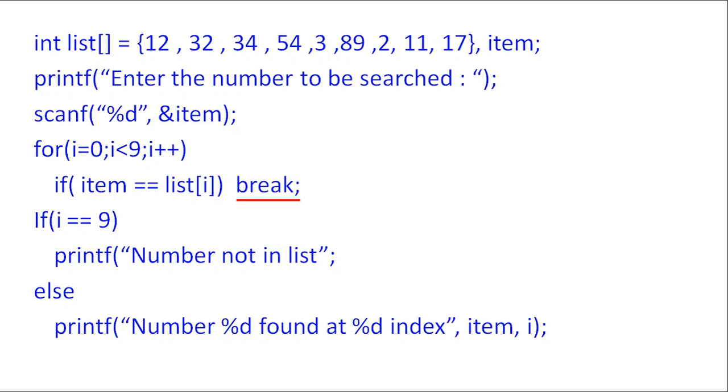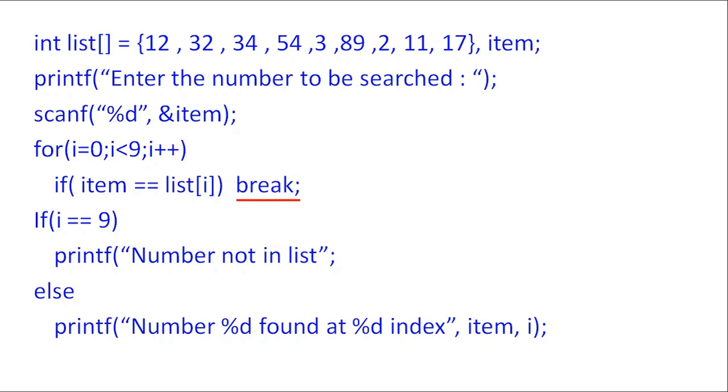We have used a break statement in this code. The break statement will end the loop abruptly without allowing it to run the remaining iterations. In this code, the break will be executed only when we find a match. For example, if the number being searched is 11, then during the 8th iteration, break will be triggered. By that time, i will be 7.